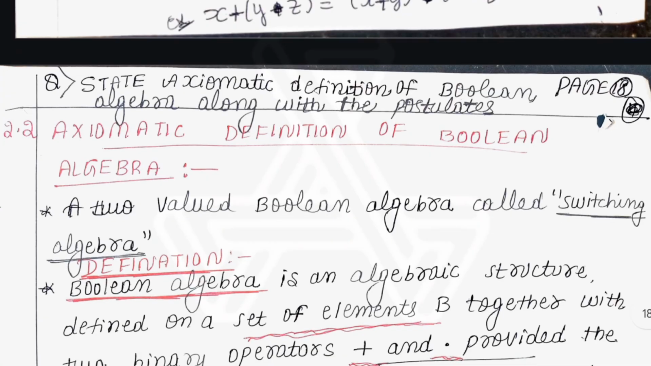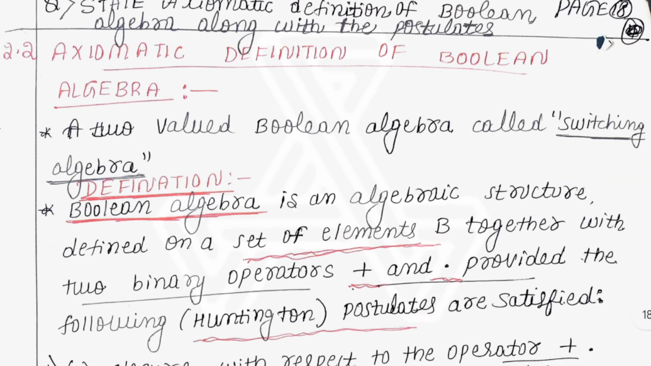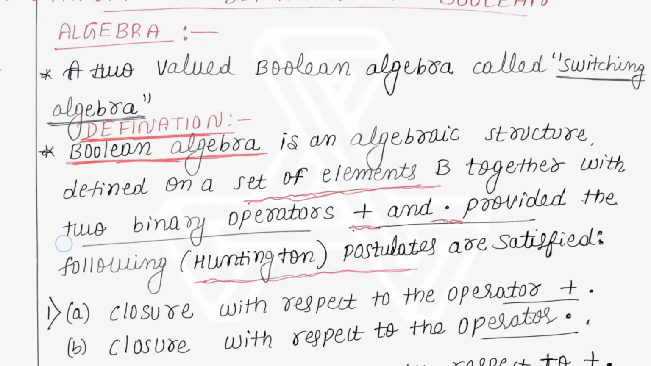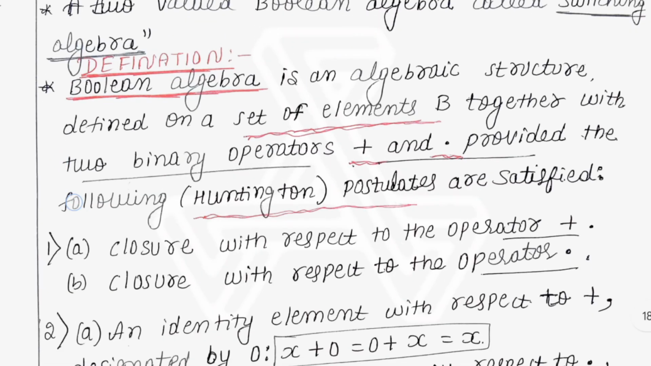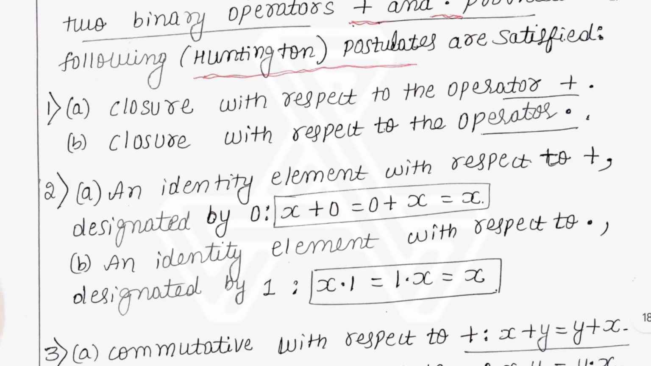State the axiomatic definition of Boolean algebra along with the postulates. Axiomatic definition of Boolean algebra. A two-valued Boolean algebra is called switching algebra. Definition: Boolean algebra is an algebraic structure defined on a set of elements B together with two binary operators plus and dot, provided the following Huntington postulates are satisfied. Closure with respect to the operator plus, closure with respect to the operator dot.